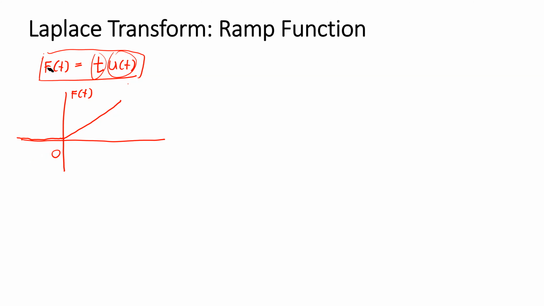I'm sorry, the unit ramp function. By this definition, the unit ramp function has a value equal to 0 when time is less than 0, and the value of the function is equal to t when t is more than or equal to 0.